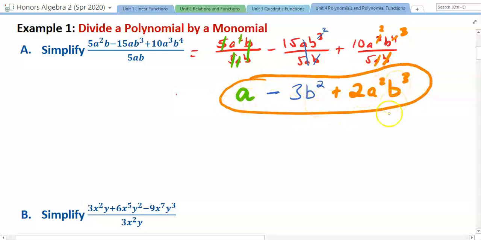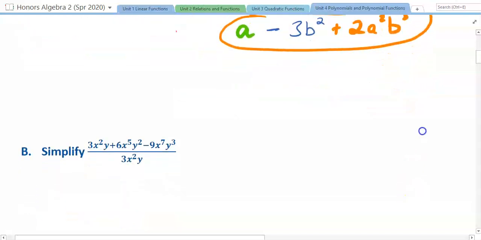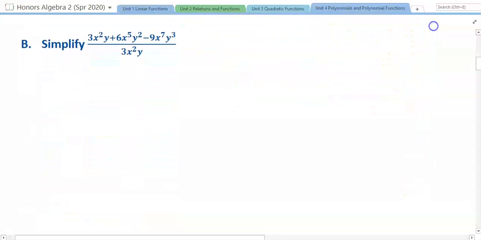There's nothing else we could do to simplify this because there's no common terms to factor out or anything like that, but we're just dividing here anyways. Okay, so think about that again. Remember, we're dividing out each individual piece. Okay, and so try example B here. 3x squared y plus 6x to the fifth y squared minus 9x to the seventh y cubed, all over 3x squared y. So pause the video, try this one here.